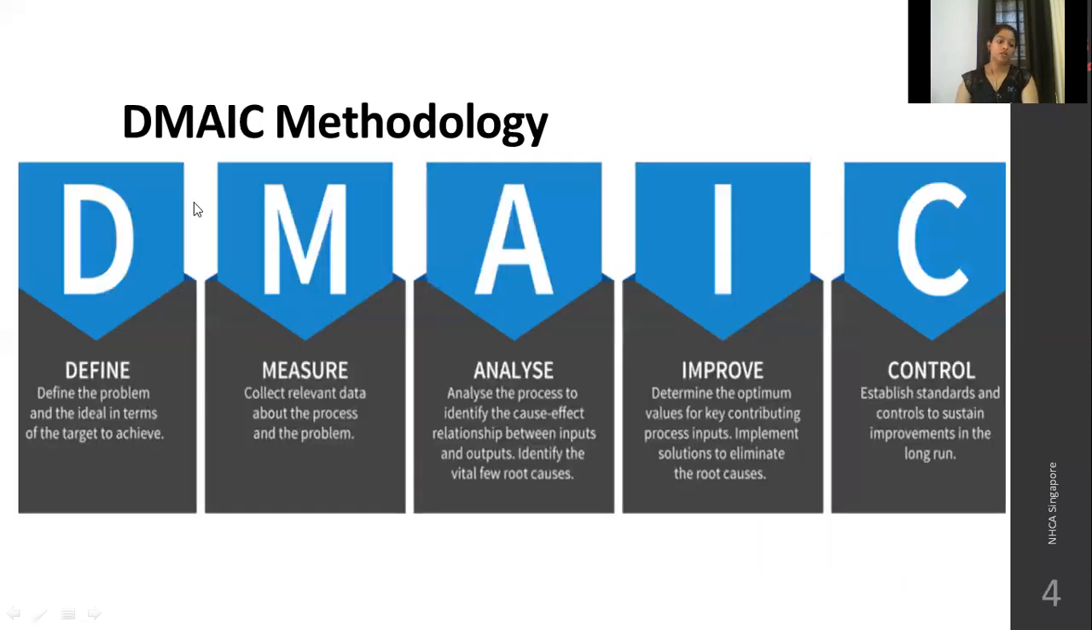So DMAIC methodology, D stands for define the problem again. See what the quality issues are that your consumers have told you where improvement is required. In measure, M stands for measure. Collect the relevant data about the process and the problem. What is currently happening? Do the process mapping, etc. What is currently happening? You draw it out. What is the present scenario? You collect data regarding the present scenario.